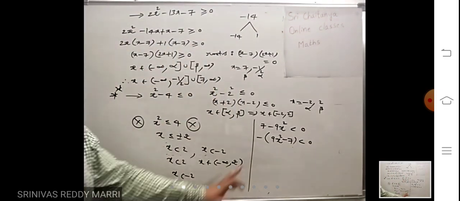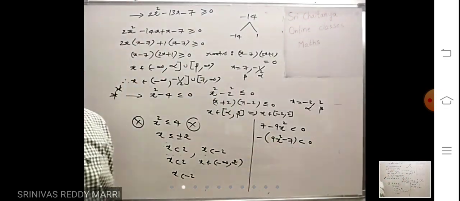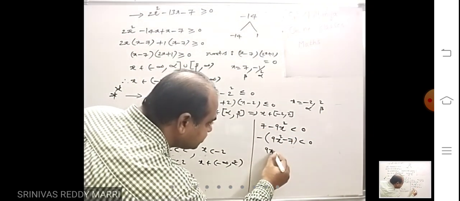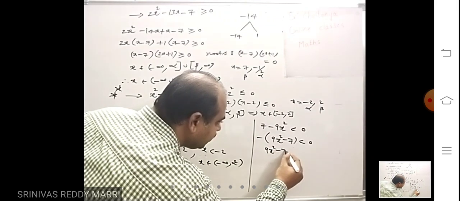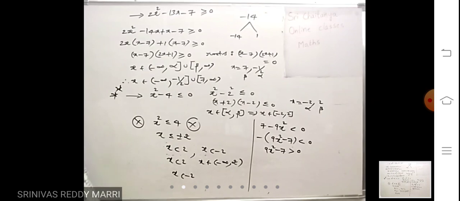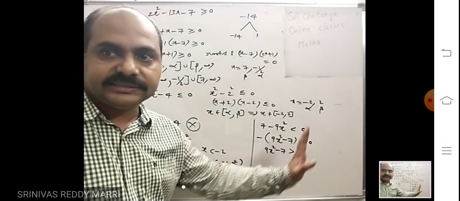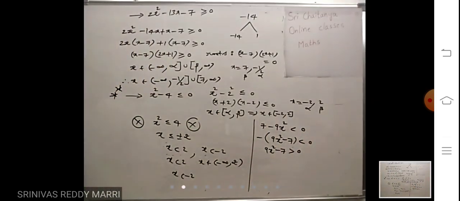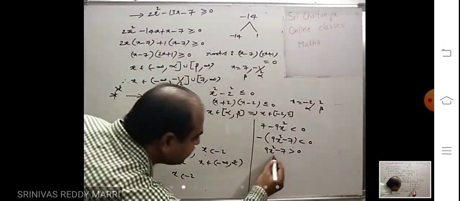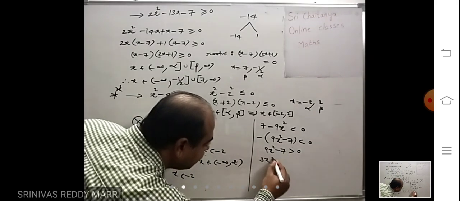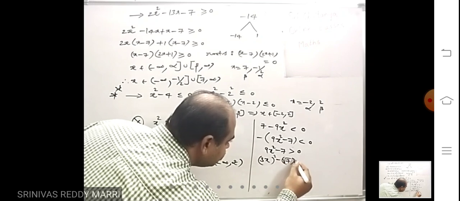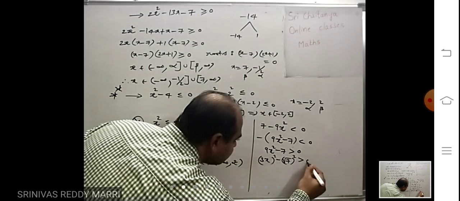Right? First make the x square coefficient always positive. Now I am multiplying with minus 1 on both sides. 9x square minus 7 greater than 0. If you multiply with minus, the less than 0 becomes greater than 0. Suppose I am writing this as a perfect square. Look at, 3x whole square minus root 7 whole square greater than 0.